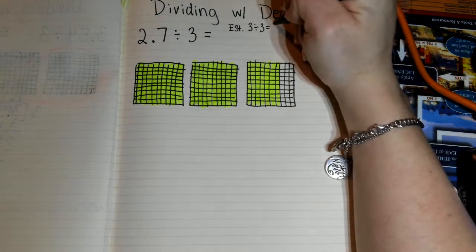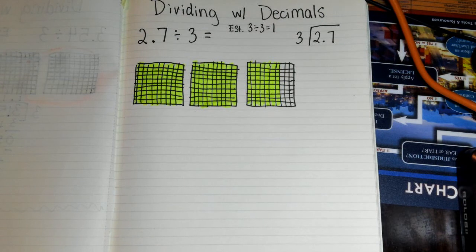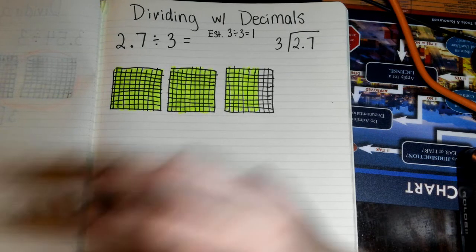Yeah, it's just 1, right? So we have our estimate. Our estimate is 1 whole. Now that's not our answer because we actually need to solve for our answer, but we know our estimate is 1 whole. And now we can actually solve.